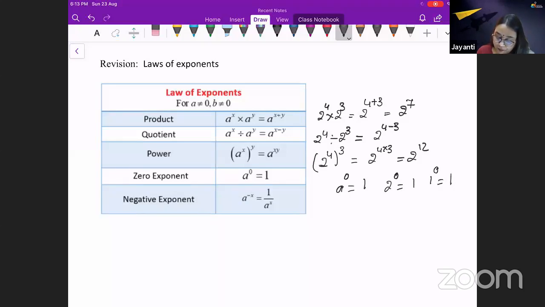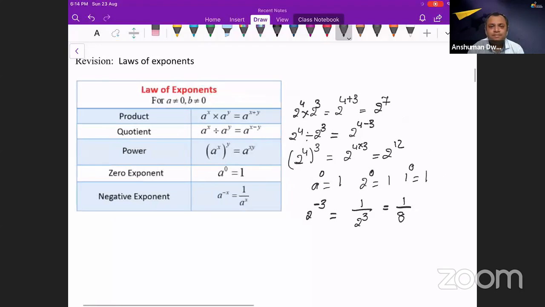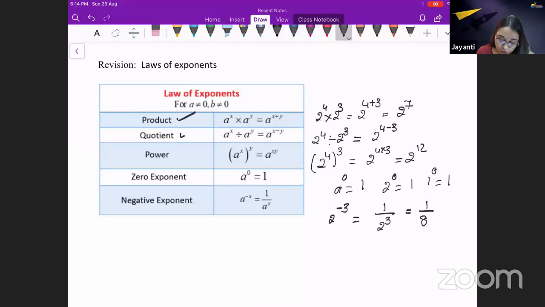The next is the negative exponent. Suppose 2 to the power of minus 3, which is raised to the power negative exponent, then it becomes a reciprocal. 1 by 2 to the power of 3. That is 1 by 8. Right? So let me again go through. We have learned what is product law, quotient law, power law, zero exponent, and negative exponent. These are very important laws of exponents that we need to remember.